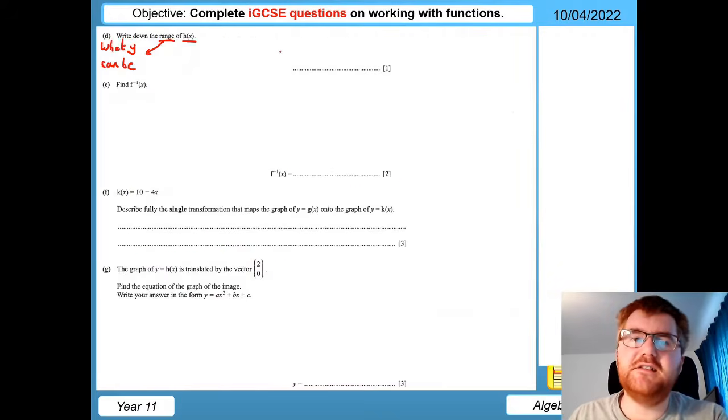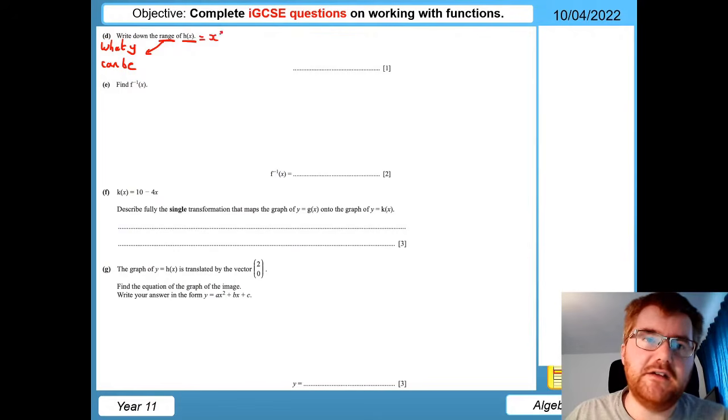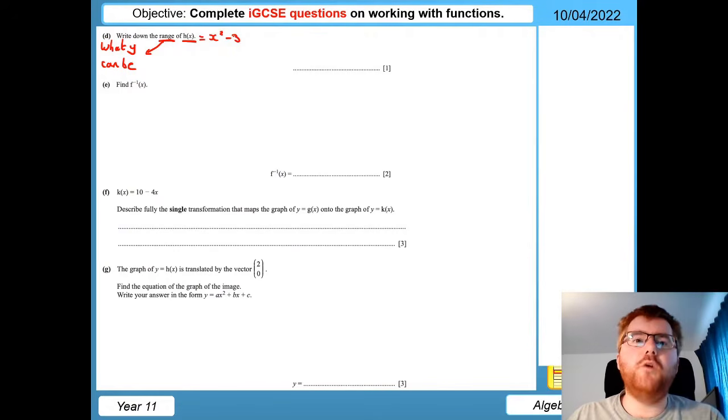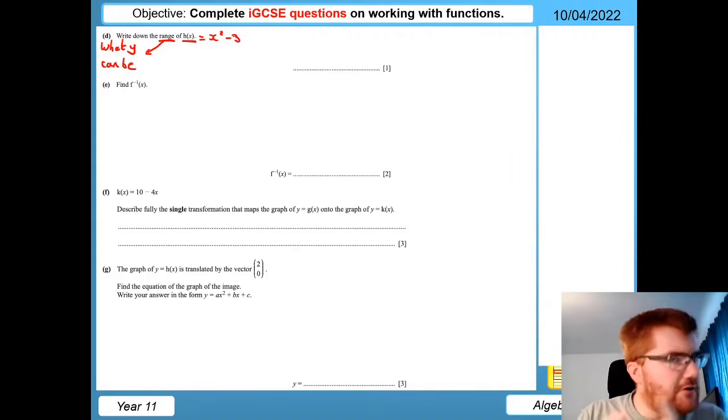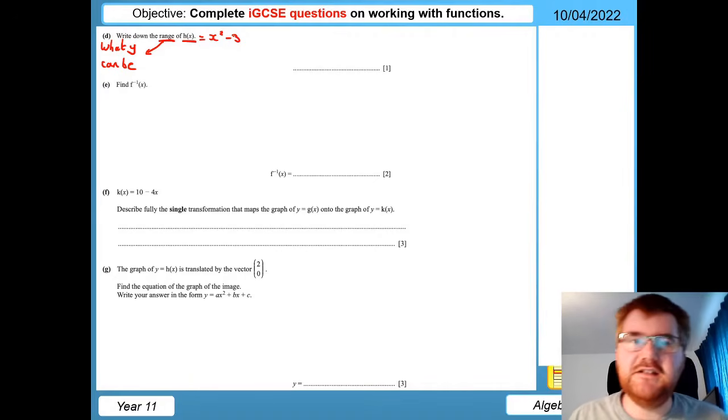Now, h of x is equal to x squared minus 3. Now, what does that function look like? Well, of course, we can always use a calculator to help us visualize this. So I'm going to do that in case you don't know what this looks like. Let's use the calculator, since this is a calculator paper, and see what it looks like.